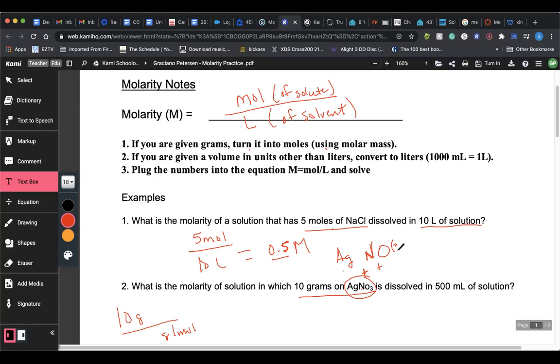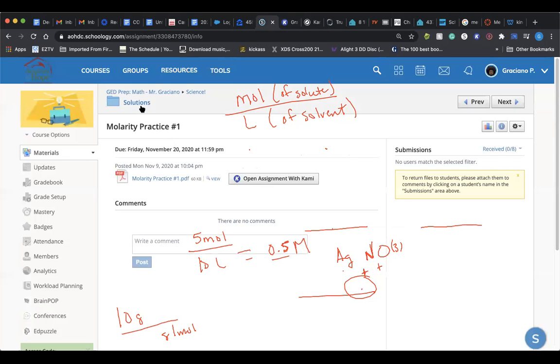Well, I have to multiply this by 3 first, because I have 3 oxygen. Right? So let's go through those steps, those annoying steps. That means I have to go and pull up my periodic table.